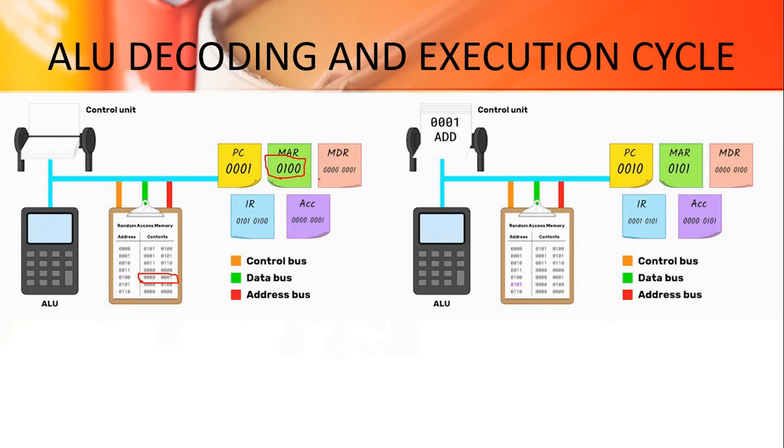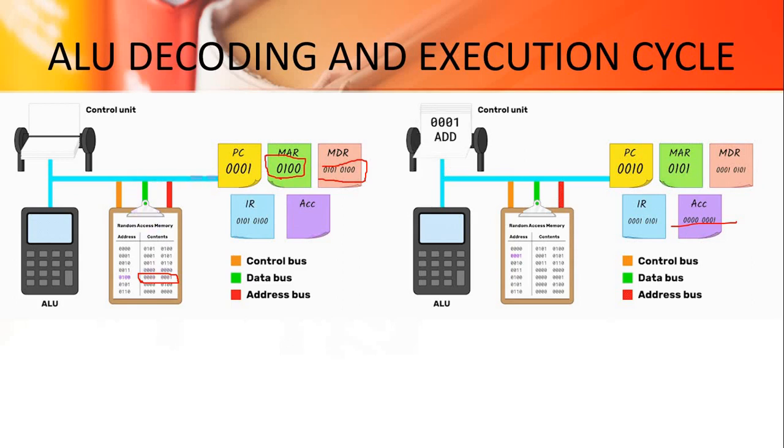This data register, which holds 000 and 001, will be stored as the first data in an accumulator. This is the first data we have taken. To perform an ALU operation, we need at least 2 datas.